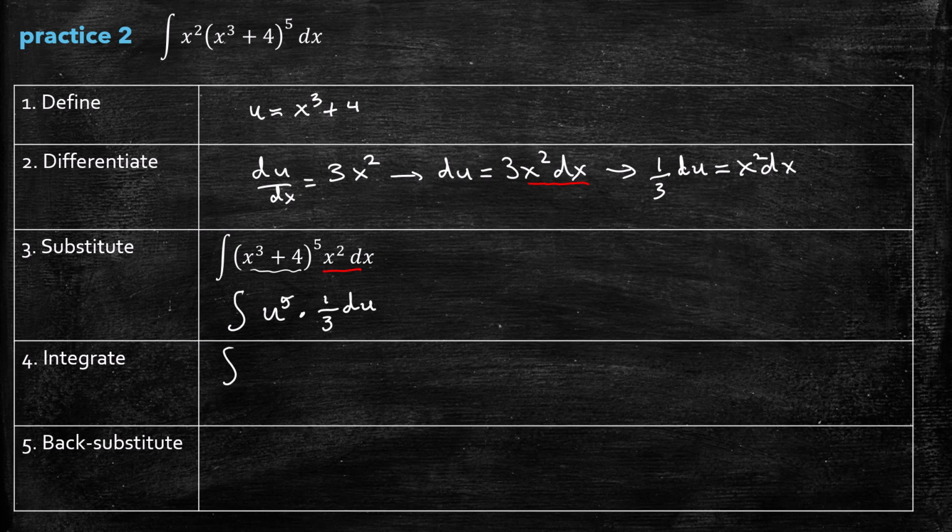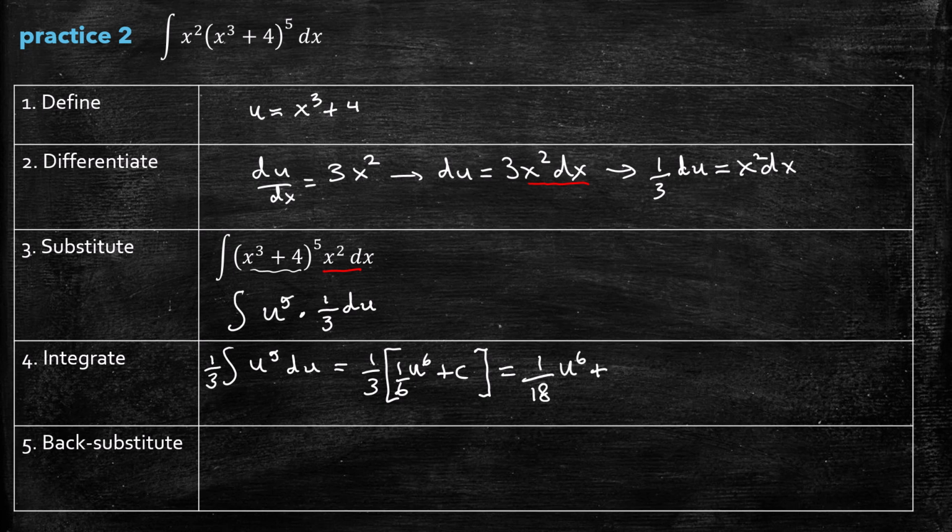And just integrate that. And like I said, you can always put the 1/3 outside. So we have 1/3 the integral of u to the 5th du. Now, if you do put it outside, you're going to have to make one little adjustment. So the integral of u to the 5th is u to the 6th over 6, plus a constant. So if you distribute that 1/3 in, you get 1/18 u to the 6th.